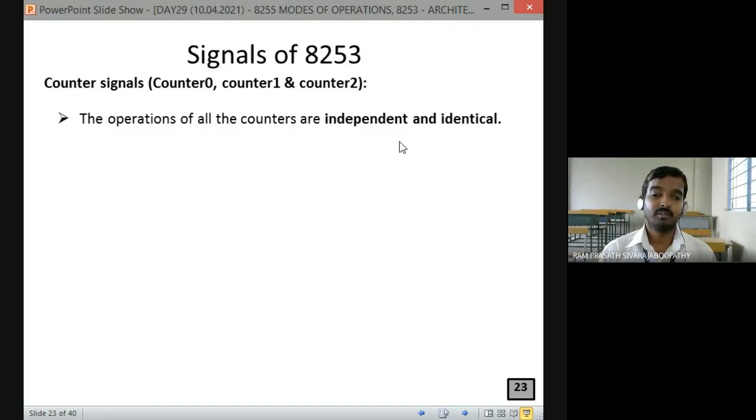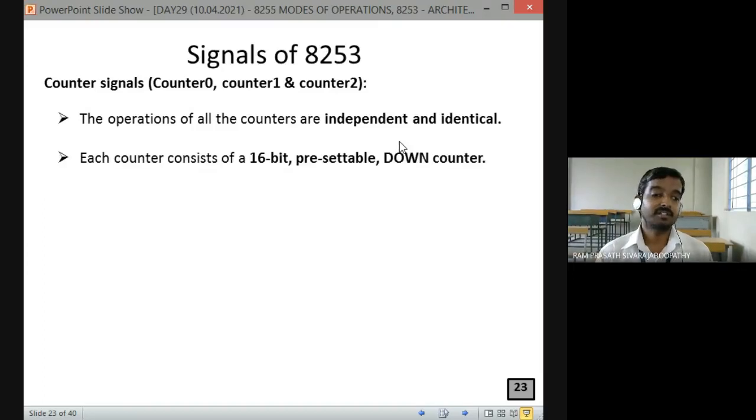Fine. So the 3 are identically going to work. Operation same தான் இருக்க போகுது. பட் அதனுடைய ஒர்க்கிங் நம்ம ஒவ்வொரு மோட்ல ஆப்ரேட் பண்ணிக்கலாம். That's the meaning for that. Okay. So each counter consists of a 16-bit presettable down counter. ஒவ்வொரு கவுண்டர்லயும் 16-bit register இருக்கு. It is presettable. We can configure it. Values என்னால program பண்ண முடியும். So all the 3 are down counters.